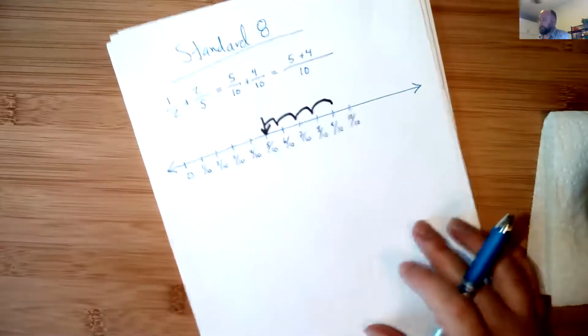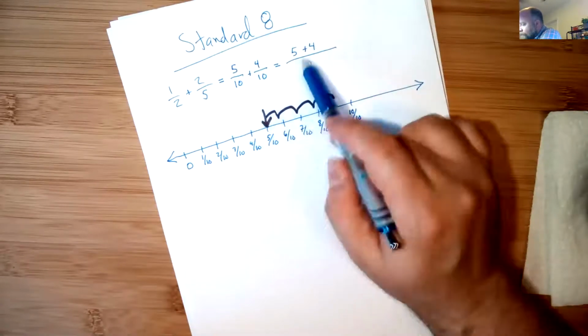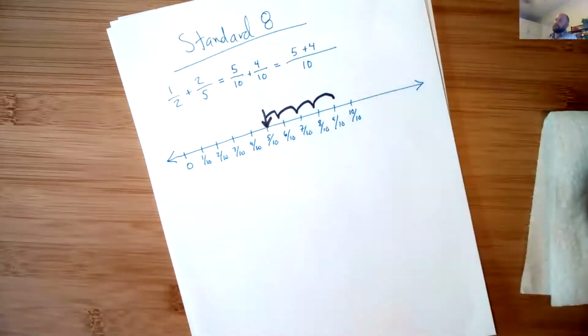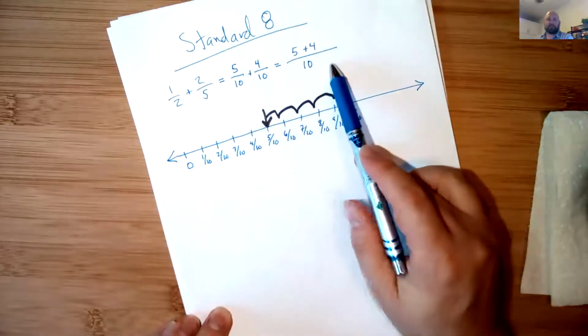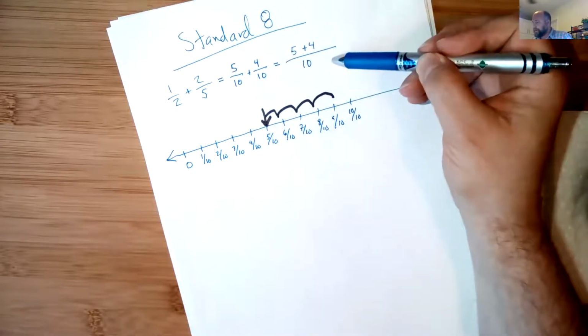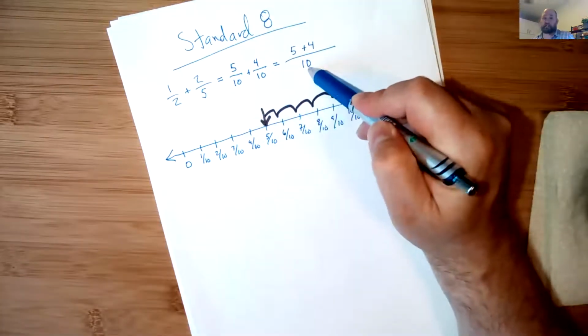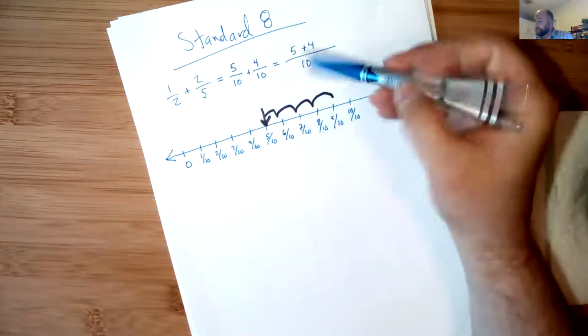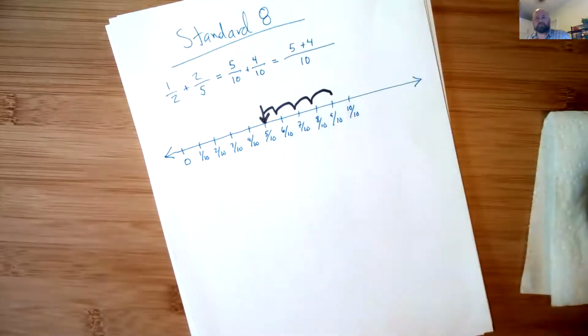It's really that simple. It reduces to just adding the numerators, 5 steps along the sequence of tenths, followed by 4 more steps along the sequence of tenths. And the denominator stays the same. I do not add the denominator because the denominator is just telling me what sequence I'm on, the sequence of tenths.